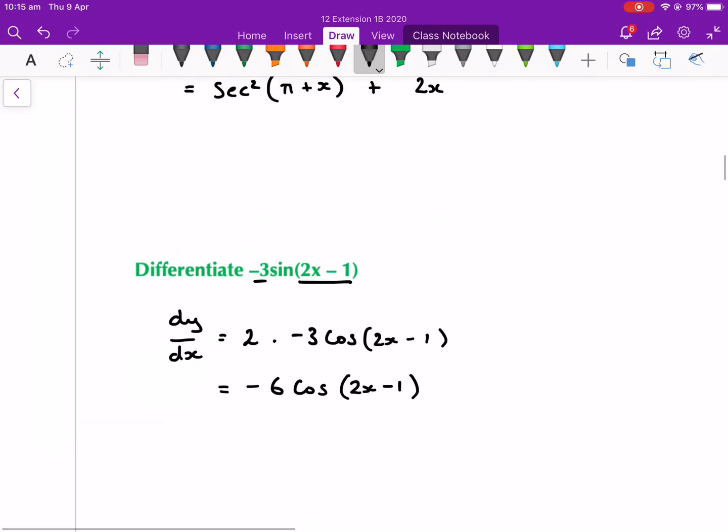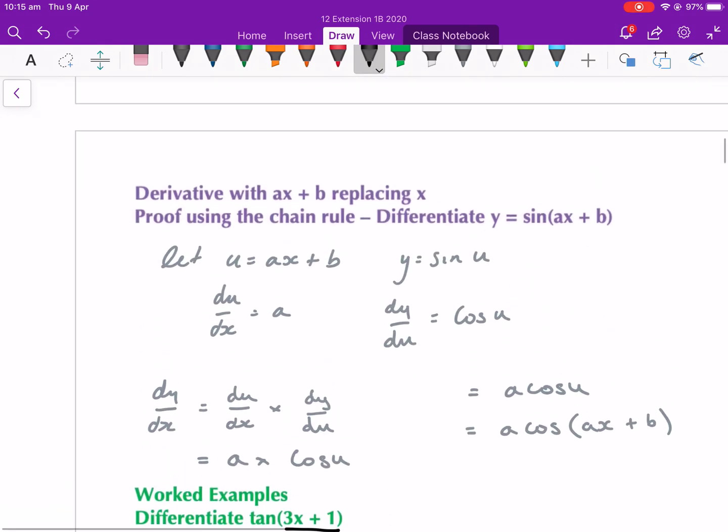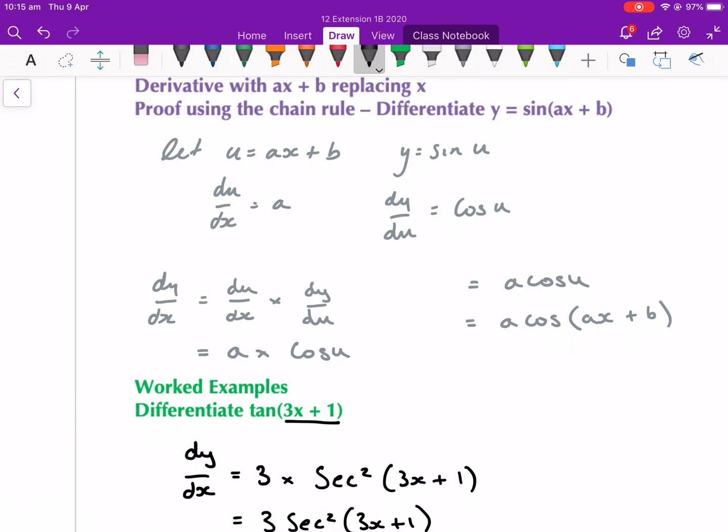And that finishes up our worked examples of how to differentiate some trig functions of the form ax plus b.